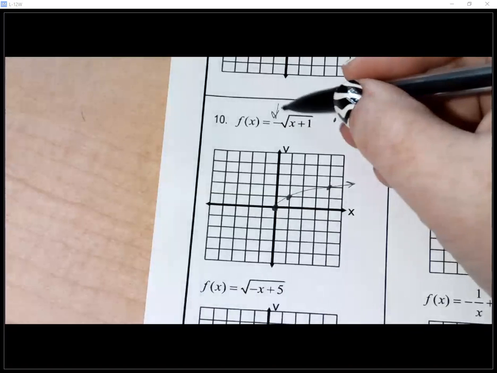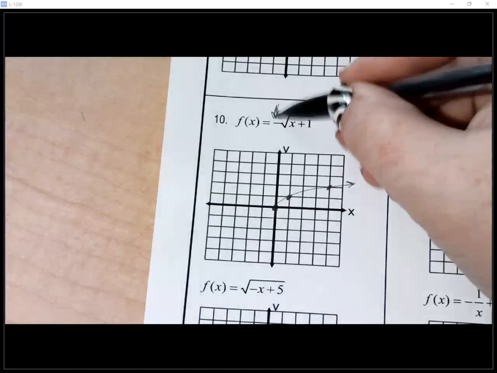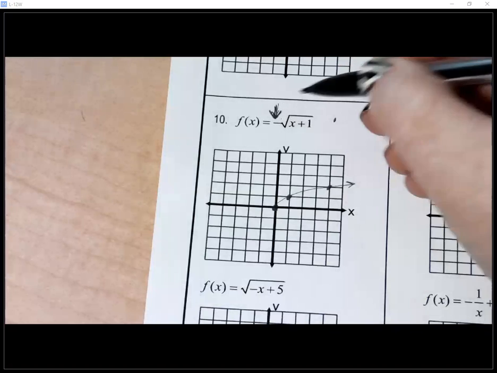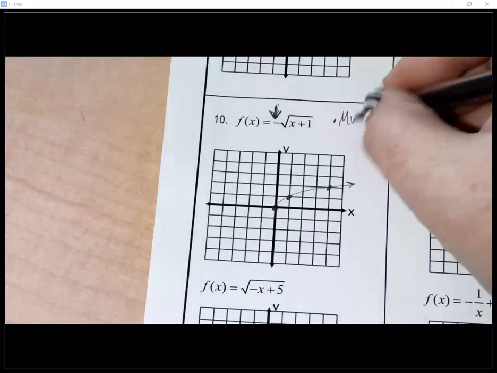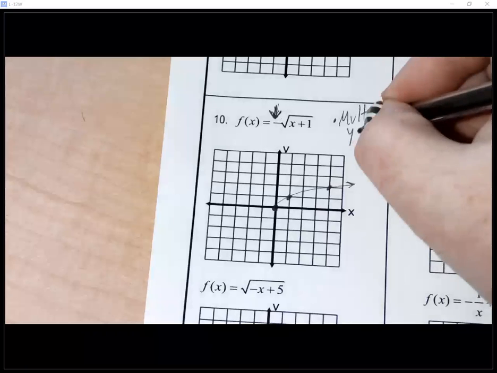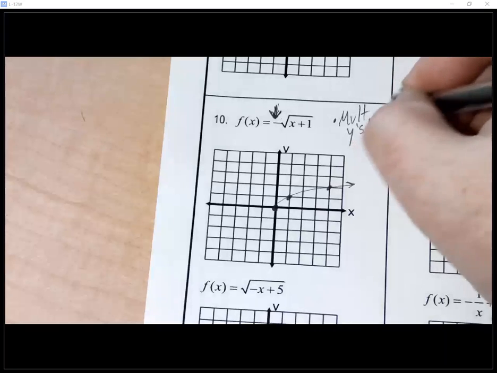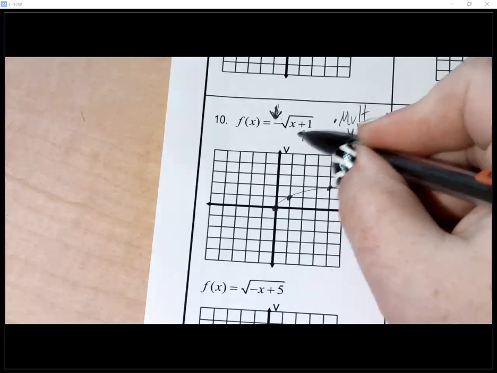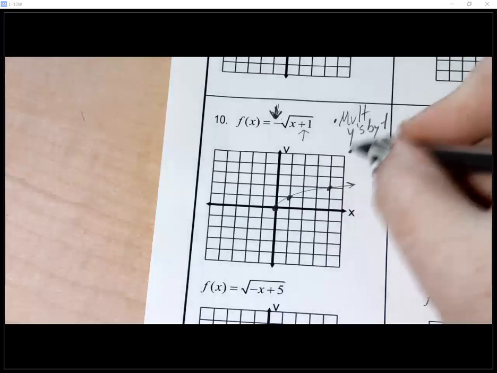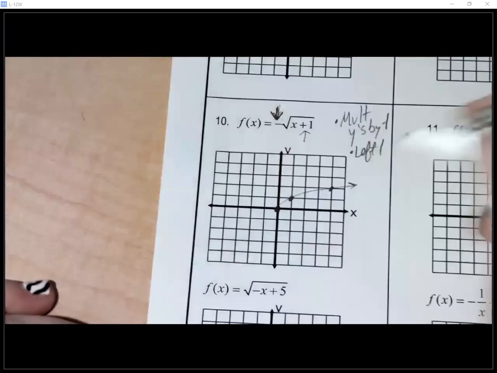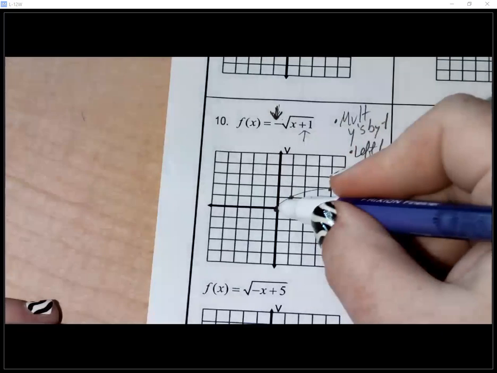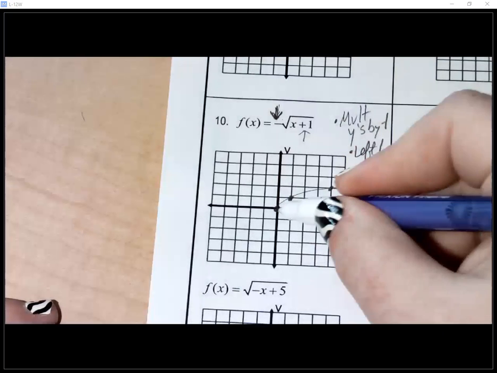Quick, tell me, this thing on the outside. You're right, but yeah, we're multiplying our y's by -1. What does this +1 on the inside do? Left 1. Perfect. So this thing should end up being y's by -1 is going to flop it upside down. And then you're going to go left 1.